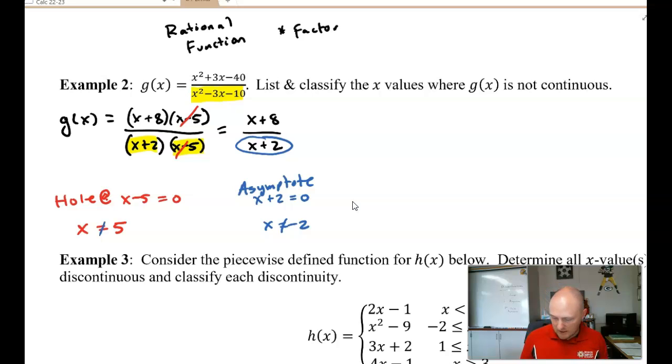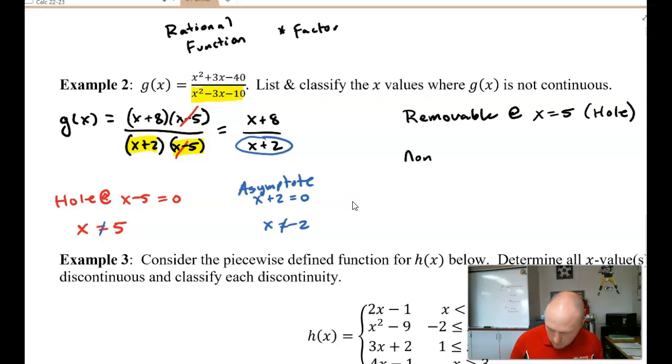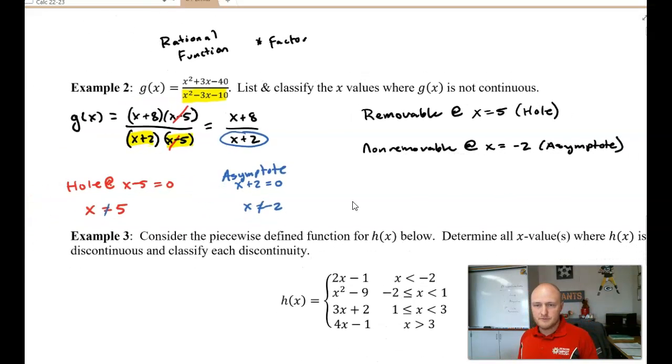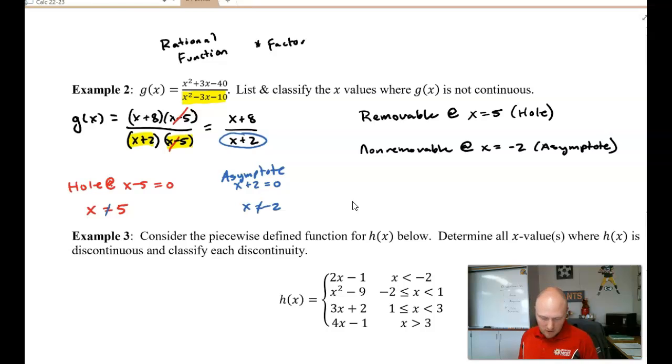So what I'm going to do now is classify them. I had a removable discontinuity at x is equal to 5, right? And this is a hole. And then we had a non-removable discontinuity at x is equal to -2. And this was an asymptote. Not too bad.